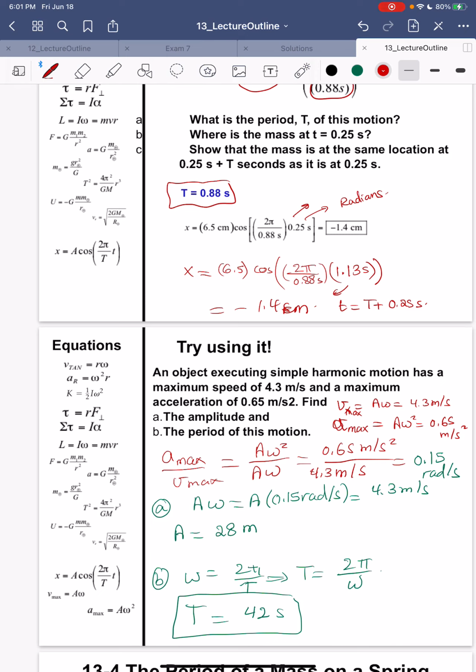Then I will say A maximum divided by v maximum is A omega squared divided by A omega, and the ratio between them is going to give you the omega, and then from that you will be able to calculate what is really your A. I can also use omega equals 2 pi divided by T. I know omega, I know 2 pi, then I will be able to calculate T as 42 seconds.